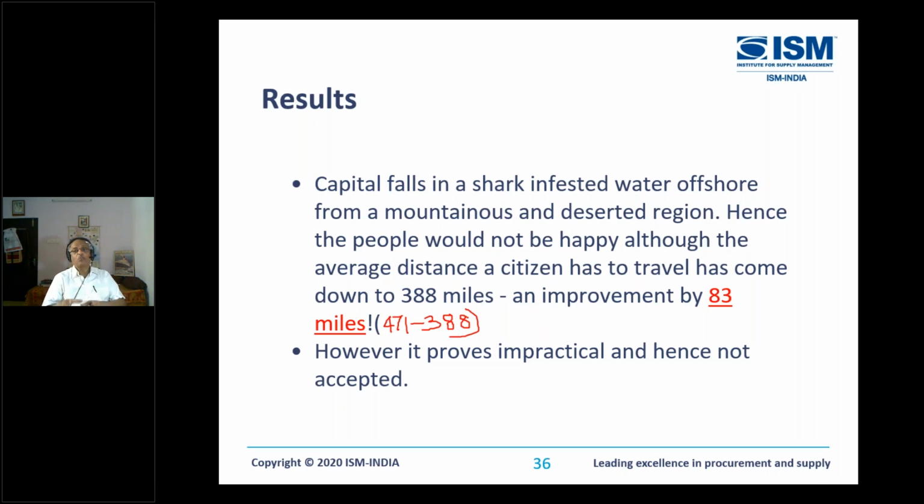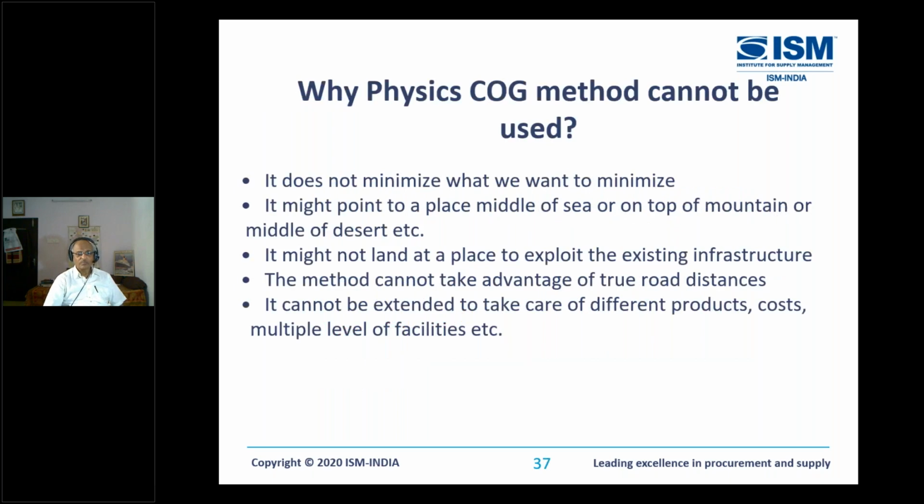Although there is an improvement in the average distance a person has to travel, an improvement by 83 miles, because now it has come to 388, previously it was 471, it proves impractical and hence not accepted. So the physics center of gravity method cannot be used. It does not minimize what we want to minimize.